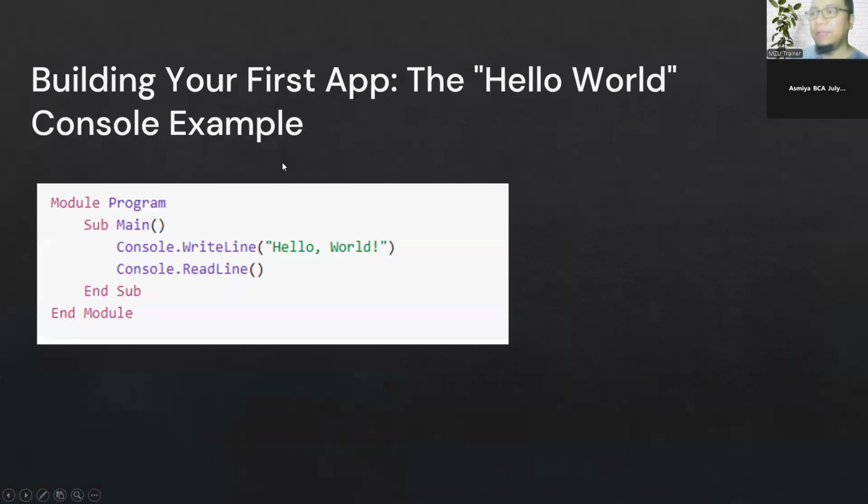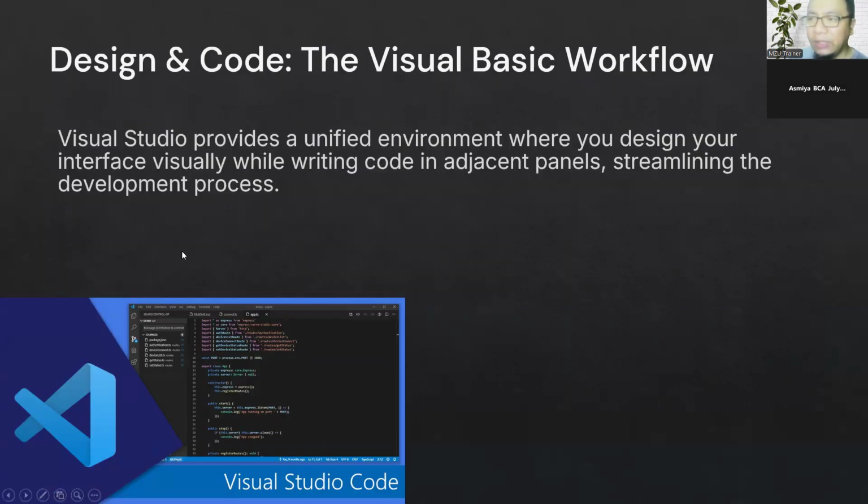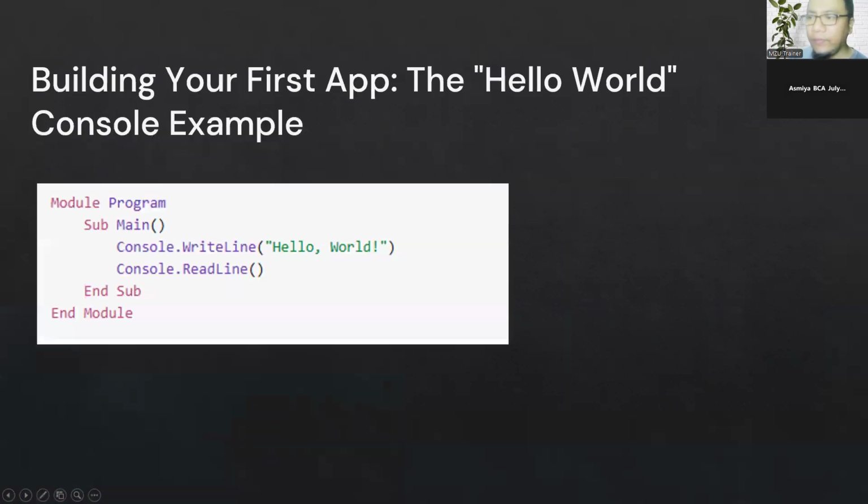So let's see a small example here. In this example, we have a module called program, right? So these modules define a container for code, right? So it's defined in VB.NET. A console application execution always starts from the module. So it is like a main function. All right. So the main class is the one that includes the main function.